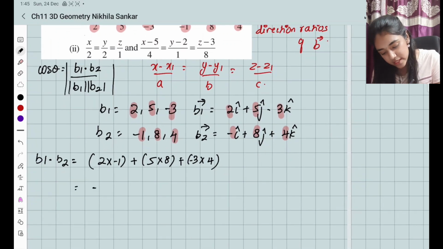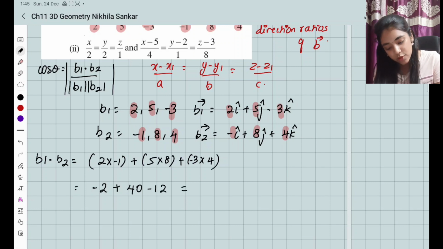Okay. So this one I simplify. I have minus 2 plus 8. 5 eights are 40, minus 12. So 40 minus 14 is going to give me 26. Okay. So B1 dot B2 is going to be 26.